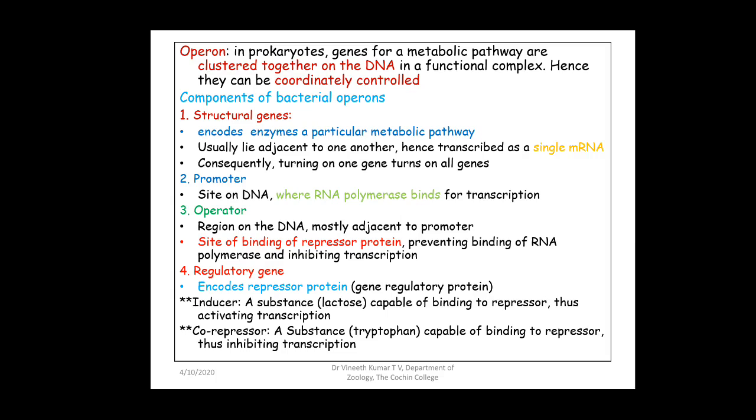Coming to the next one, the promoter, which we have discussed in transcription. The promoter is a particular site in the DNA, seen upstream of the transcription start site. It is a DNA sequence, and it is usually the site, as we discussed earlier, where the RNA polymerase binds for transcription. We discussed in detail the prokaryotic promoter, how the polymerase binds there, how the sigma factor helps, etc. So the promoter is the site where the RNA polymerase binds.